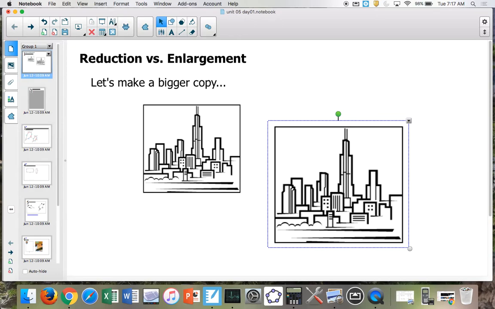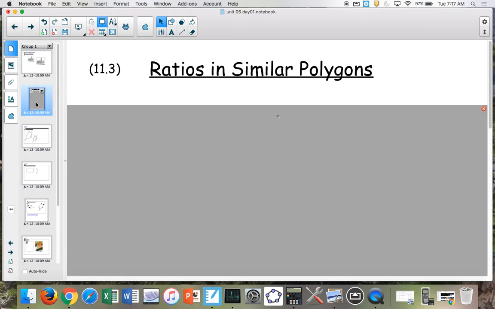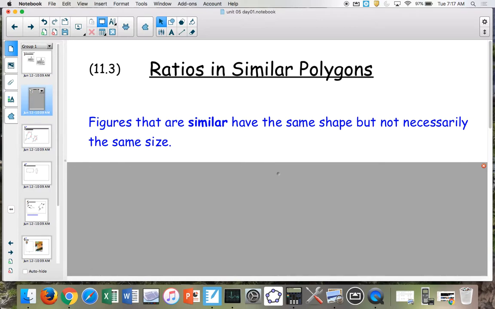So maybe not everything measures exactly the same, but the angles are still preserved and the ratio of the corresponding sides are going to be congruent. Figures are similar if they have the same shape but not necessarily the same size. Although they could be the same size, but they don't have to be.